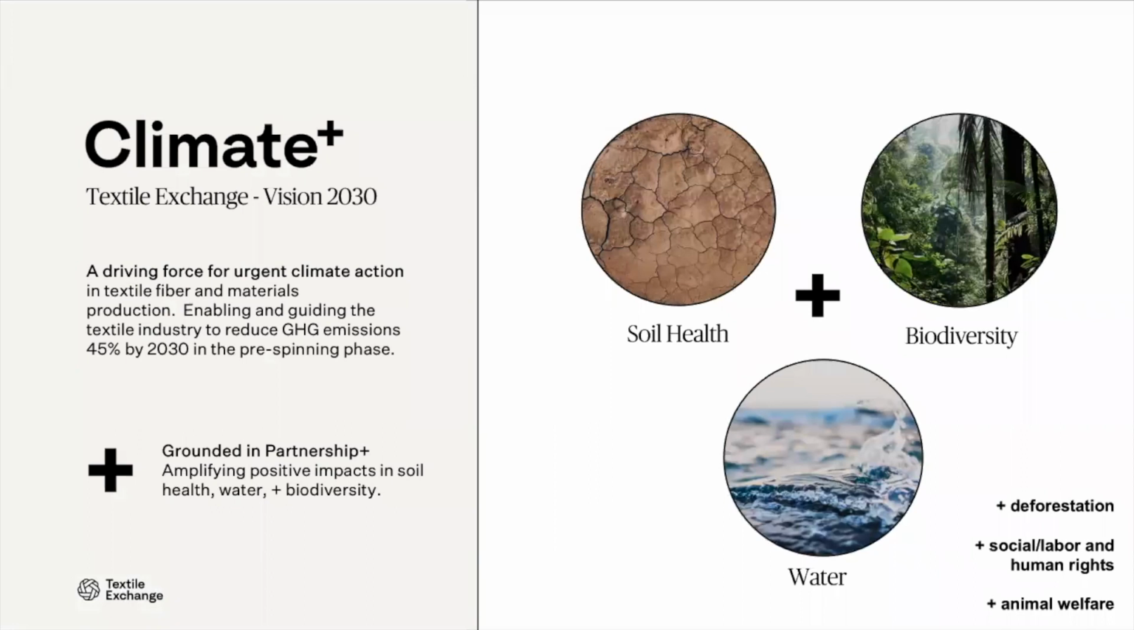So what this means is that we're certainly focused on climate impacts. That is really a guiding star, or North Star for us as an industry, and with regard to the raw materials we're using in particular. And we also don't want to lose sight of these other really important and interdependent impact areas like soil health and biodiversity in nature, and water, and deforestation, social labor and human rights, animal welfare, all of these other areas that are interconnected with thinking about climate and greenhouse gas impact reduction.